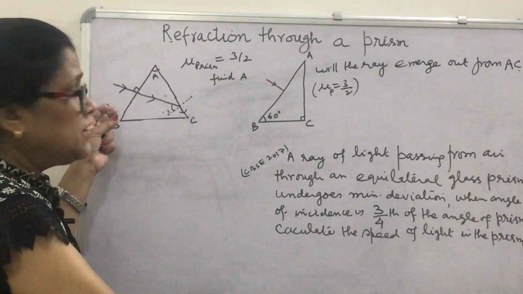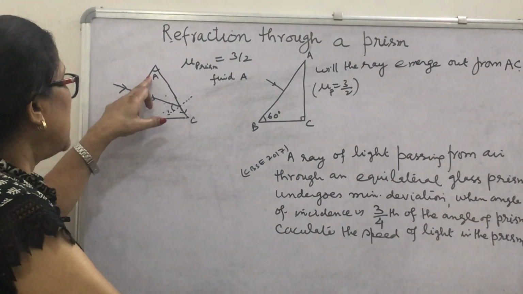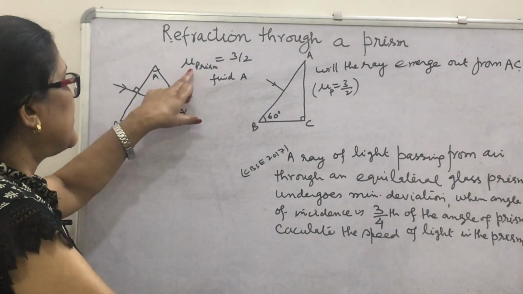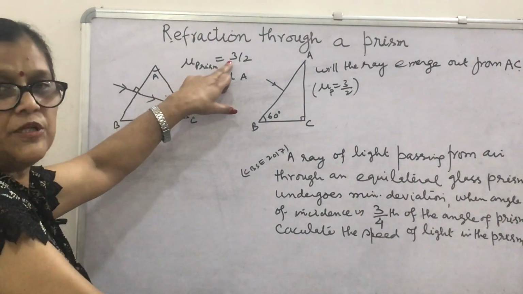See the questions. In this prism, this is the angle of prism. For this figure, find A if the refractive index of the material of the prism is 3/2.